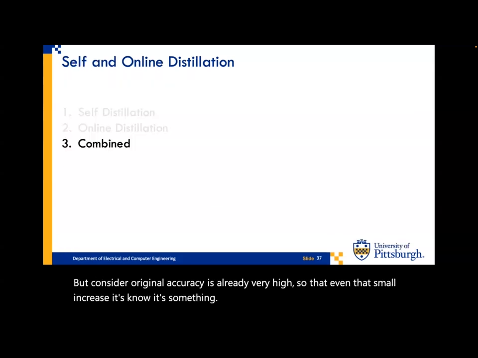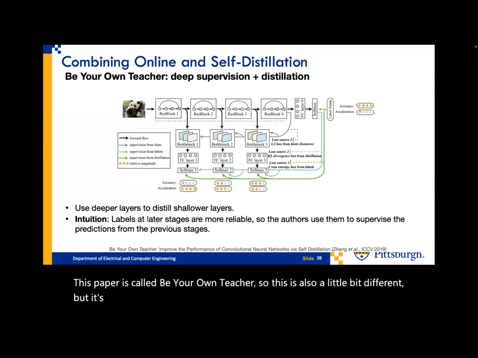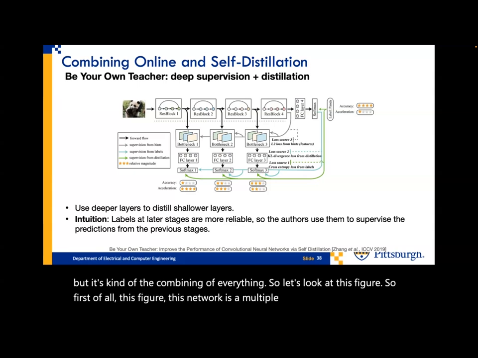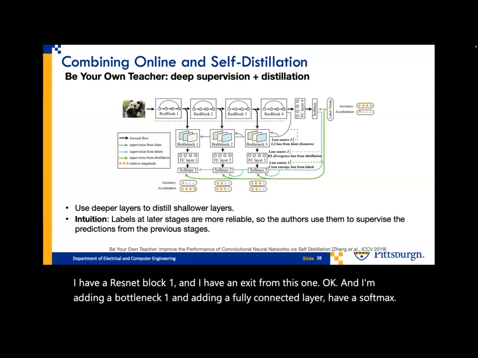Okay, so can we combine all these things together? The answer is yes. This paper is called "Be Your Own Teacher." It is a little bit different, but it's kind of combining everything. So let's look at this figure. First of all, this network is a multiple-exit network. This is a panda input. I have a ResNet block 1, and I have an exit from this one. I'm adding a bottleneck 1 and a fully connected layer with a softmax, and that's going to give me a result.